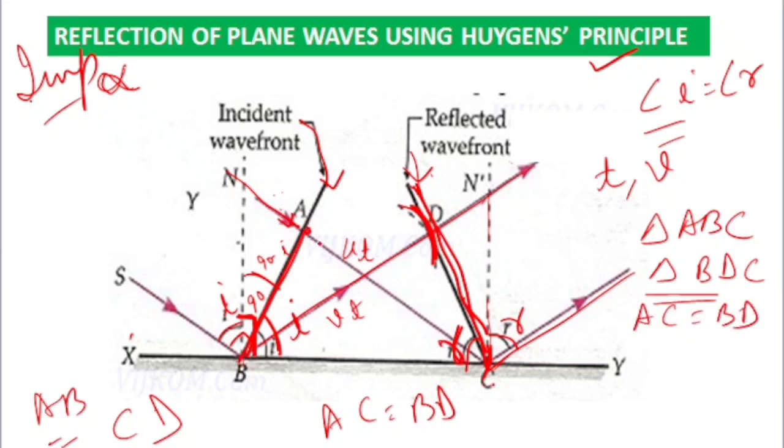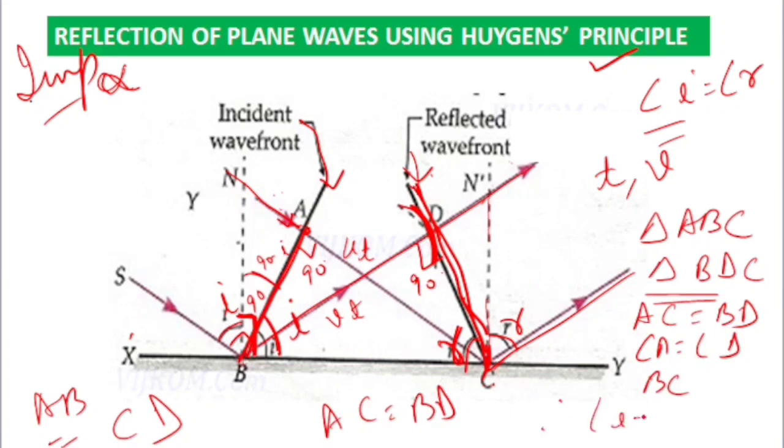Again this is the wavefront and this one is the ray. This is 90 degrees. Again this one is the wavefront, this is the ray, and this is 90 degrees. So angle A equals angle D, and this BC is common. In this way you prove that these two triangles are congruent and therefore angle I equals angle R. Hope it's clear to all of you, right? So in this way you prove the law of reflection, that the angle of incidence is always equal to the angle of reflection.